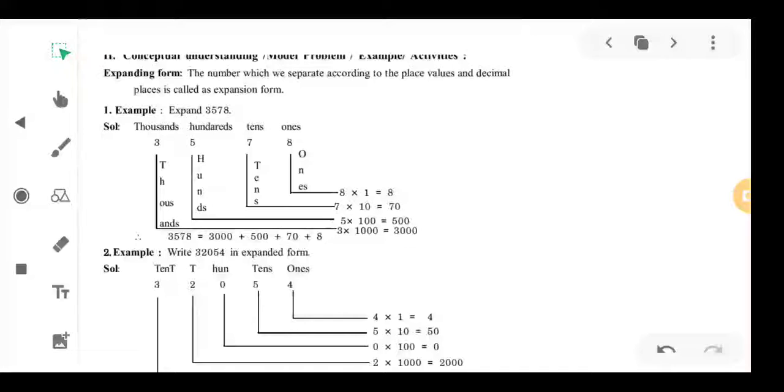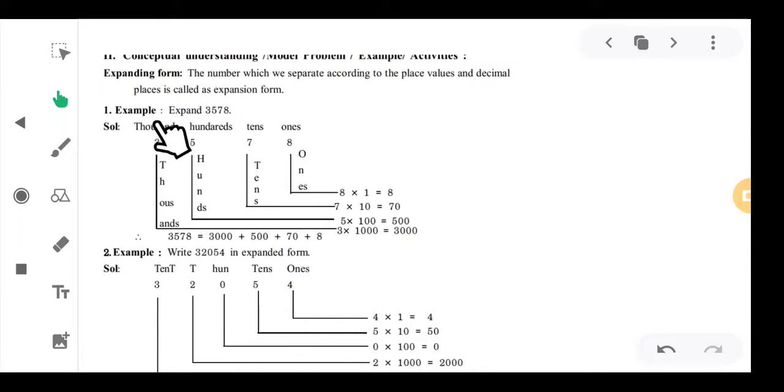Today we are discussing the next worksheet of class 6 mathematics. In this worksheet we will learn about expanding form. So what is expanding form? The number which we separate according to the place values and decimal places is called expansion form.